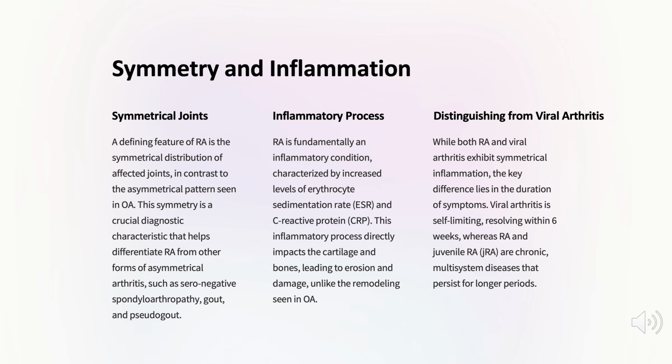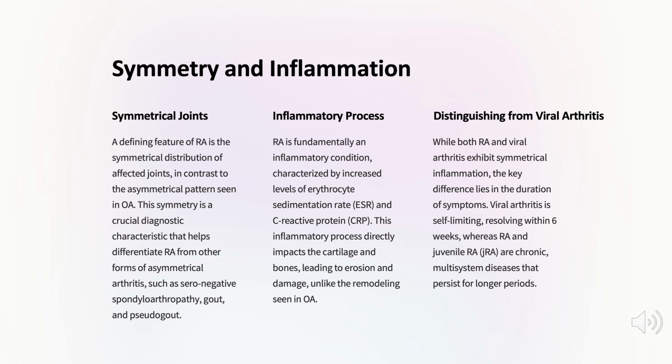Inflammatory process. Rheumatoid arthritis is fundamentally an inflammatory disorder, marked by elevated levels of erythrocyte sedimentation rate, ESR, and C-reactive protein, CRP. This inflammatory cascade directly targets the cartilage and bones, resulting in erosion and damage, unlike the remodeling process seen in osteoarthritis. Distinguishing from viral arthritis.